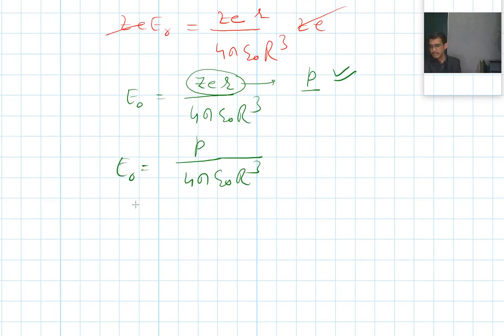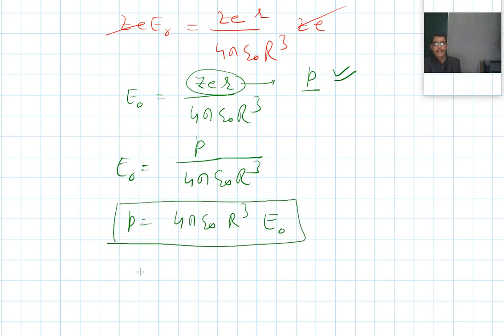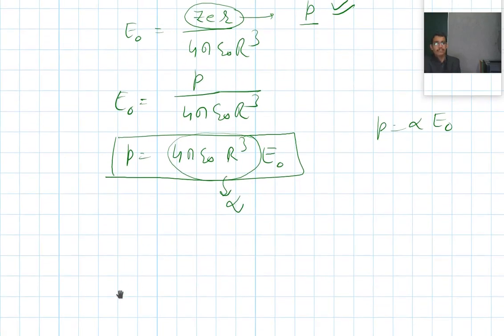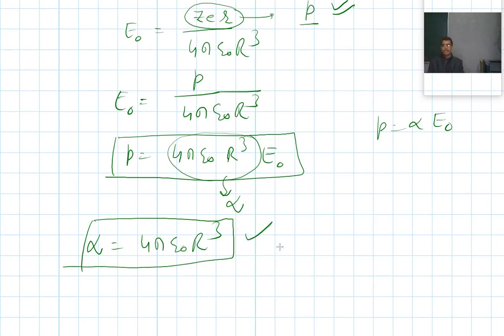So that means this p is equal to 4 pi epsilon naught R cube into E naught, right? And if I compare it with p is equal to alpha E naught, that means this is sitting in place of alpha. So alpha, the atomic polarizability, is 4 pi epsilon naught R cube. So this is the expression for atomic polarizability in terms of atomic radius. So that's all for this lecture.